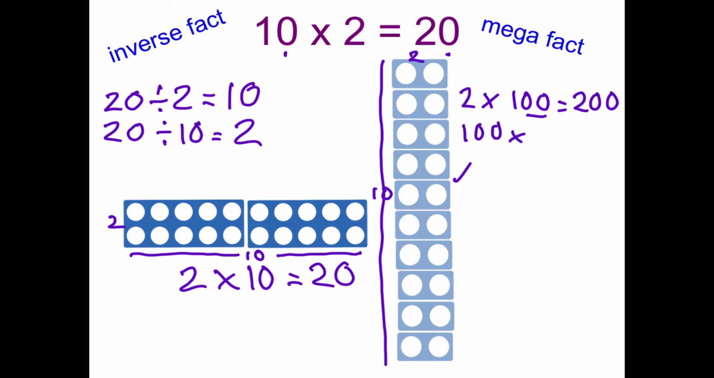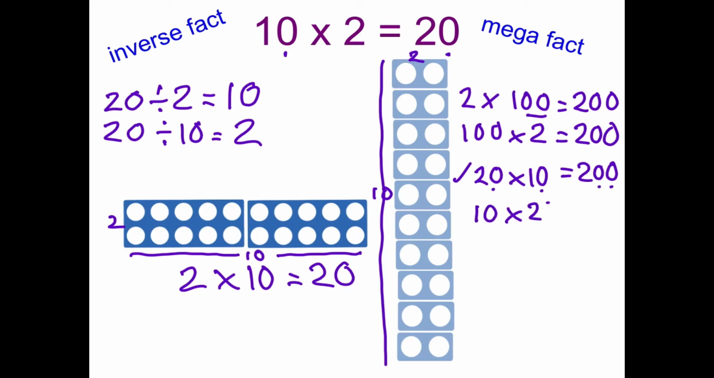So you can just swap the two numbers. 100 times 2 would also be 200. Let's change the 2 now into a 20. So 20 times 10 would also be 200. And there you've got the 0 pattern. So you've got the 2 zeros on that side and 2 zeros on that side. And so then 10 times 20 would also be 200, but you do need to make sure you've got the right number of zeros.